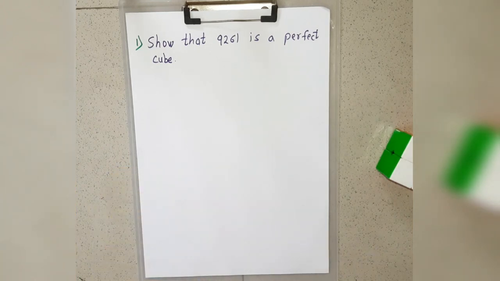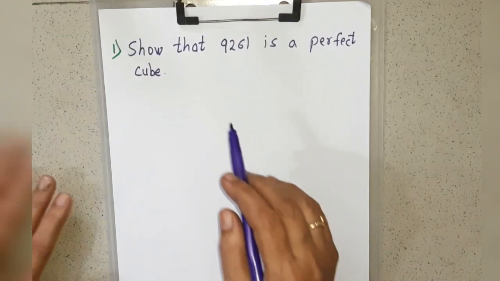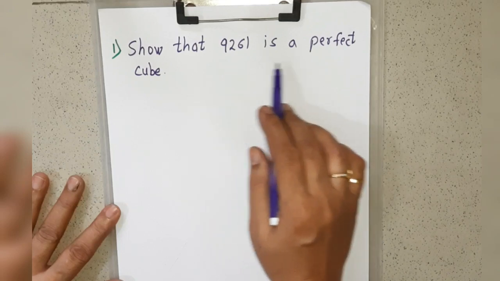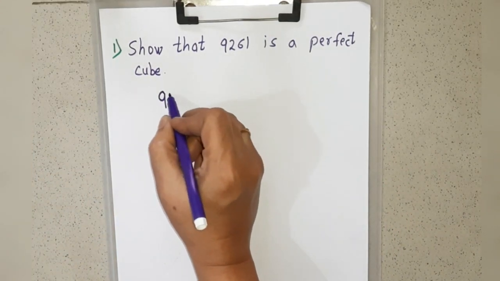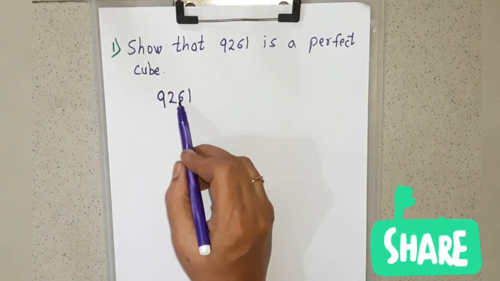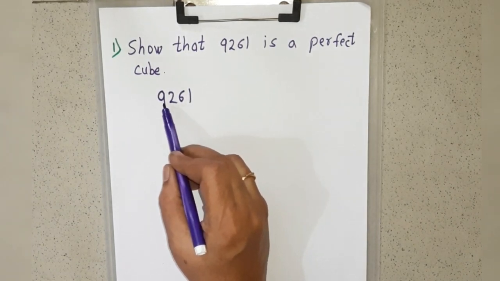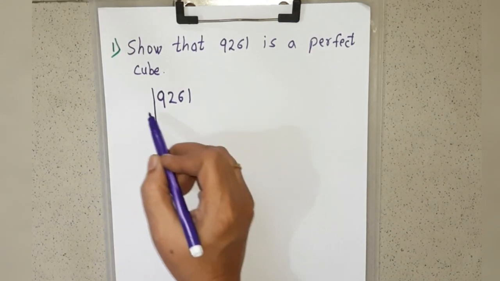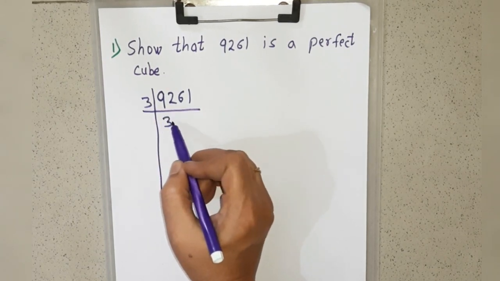Okay. So now let us start with the questions based on cubes and cube roots. Our first question is, show that 9261 is a perfect cube. To show this, we start doing the prime factorization of the number 9261. Since it is odd, we can use the divisibility rule. 6 plus 1 is 7, 7 plus 2 is 9, 9 plus 9 is 18. So this number is divisible by 3. So we start dividing it by 3. When you divide by 3, you get 3087.